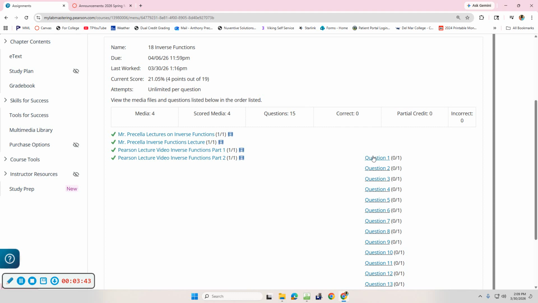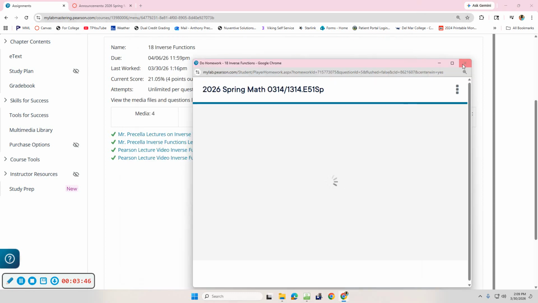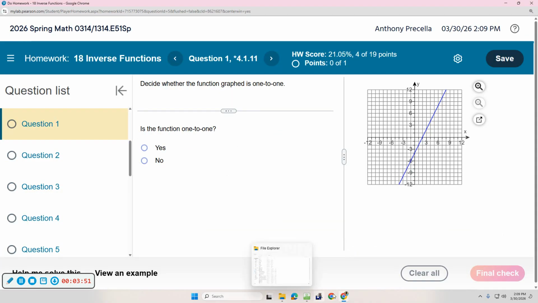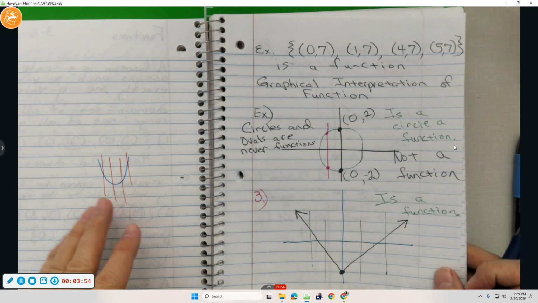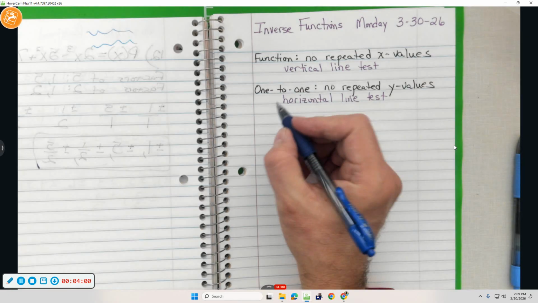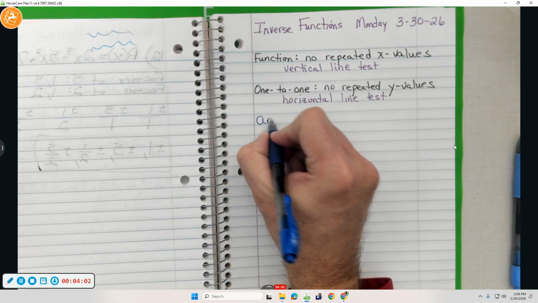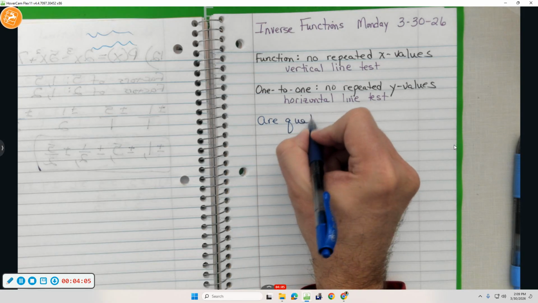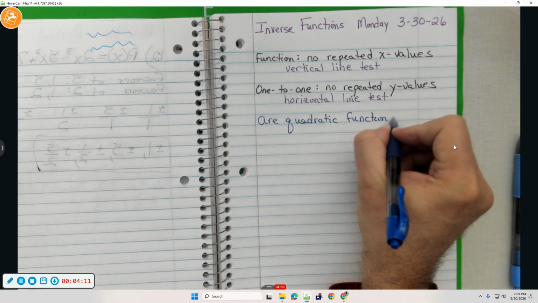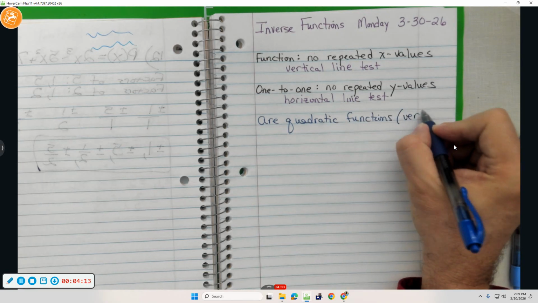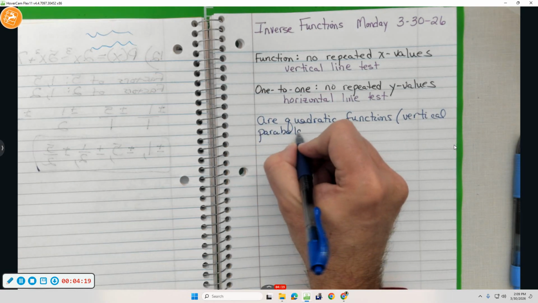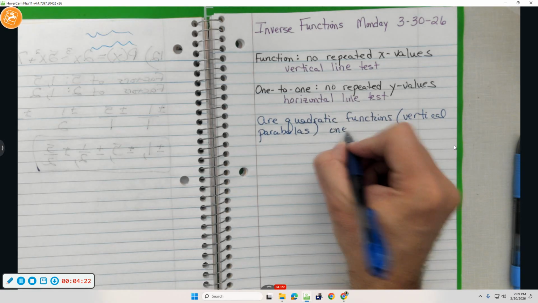Here's a question. We said that parabolas opening up and down, those are functions. Are they one-to-one? Here's the question. Are quadratic functions, in other words, vertical parabolas, so they're opening up or down, one-to-one?